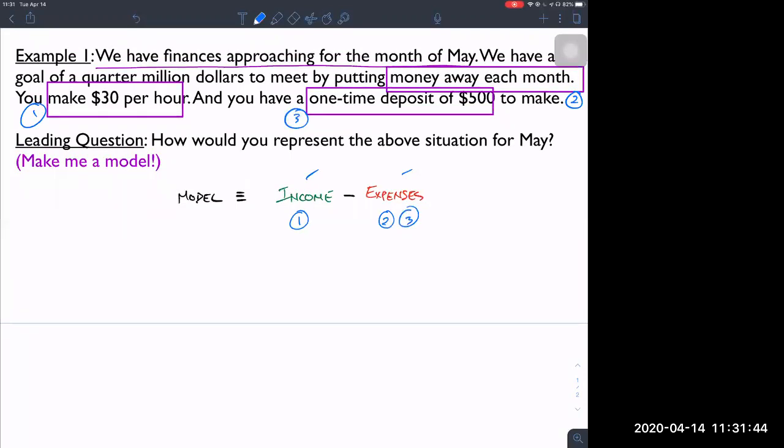Now again, why is number 2 going into the expenses, even though you'll be making money in the long run of $250,000? It's that you don't have that $250,000 now, you have that $250,000 later, and you're going to be putting away the money each month, okay? The $30 an hour is the only thing that's actually going to make you money, and then you have this one-time deposit of $500, right? So that's basically what's going to happen there.